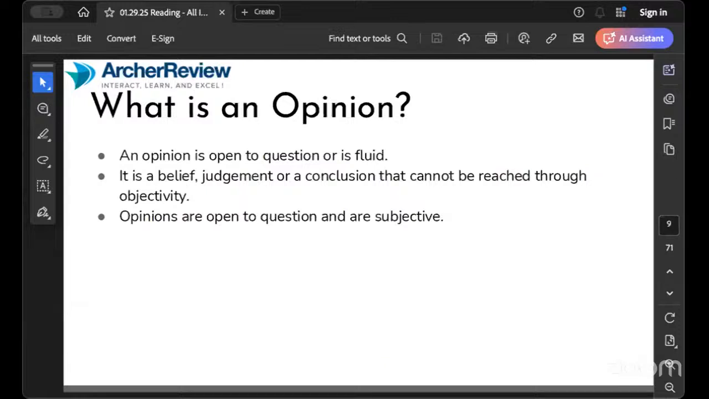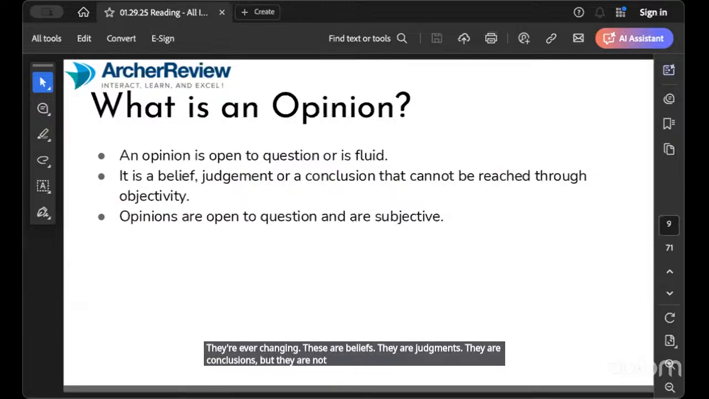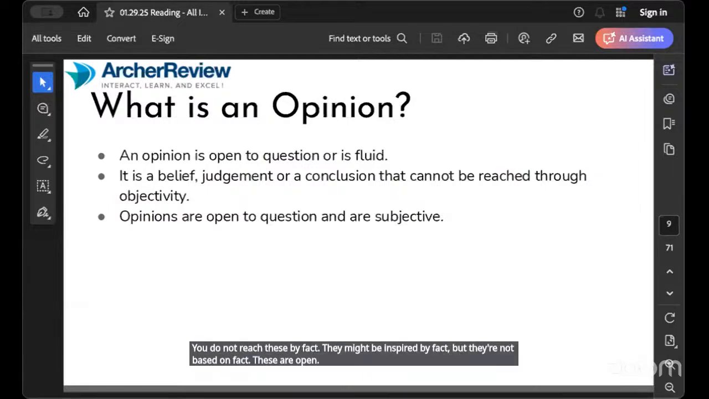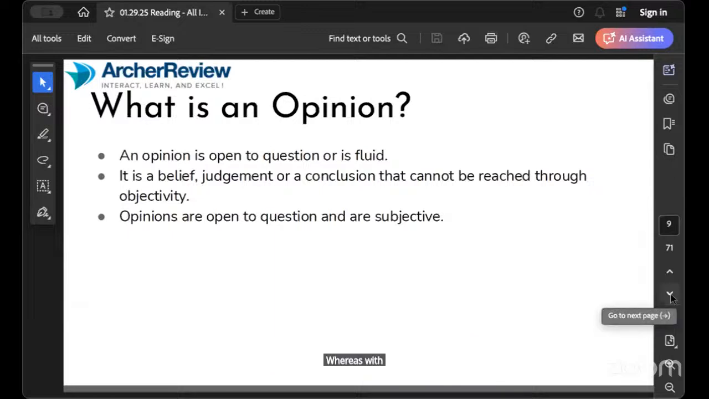So now we've talked about facts. Let's look at opinions. Well, opinions can be open to question. They are fluid. They are ever changing. That's what we mean when we say fluid. These are beliefs. They are judgments. They are conclusions, but they are not reached through objectivity. You do not reach these by fact. Okay, they might be inspired by fact, but they're not based on fact. These are open to question, and they are subjective. They can vary from person to person. That's a helpful tip. Think of it as, could this change from person to person? Whereas with a fact, we're just going to go look it up.